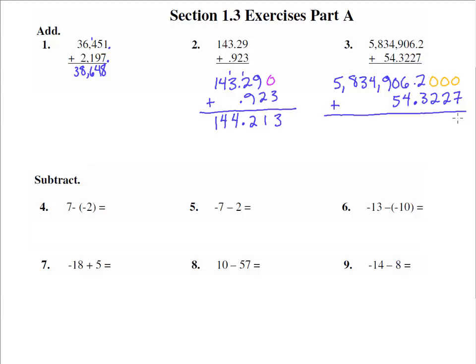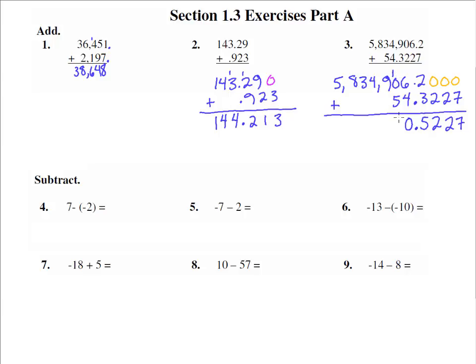0 plus 7 is 7. 0 plus 2 is 2. 0 plus 2 is 2. 2 plus 3 is 5. And then the decimal comes straight down. 6 plus 4 is 10. So we put the 0 there and carry the 1. So we carried 10 of them over here.